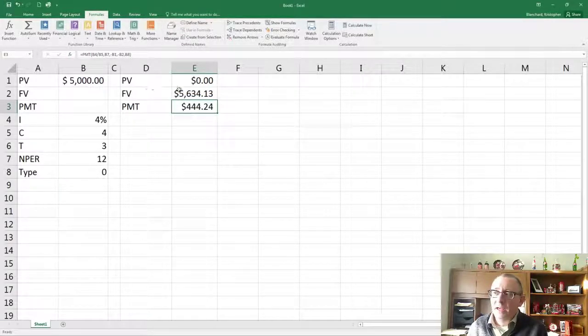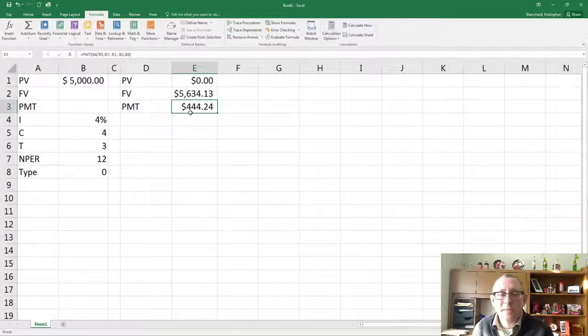Notice what this does now. This will actually tell us if we put $5,000 in for 4 years, we could actually get 12 payments of $444. So this would be a way to figure out an annuity investment.